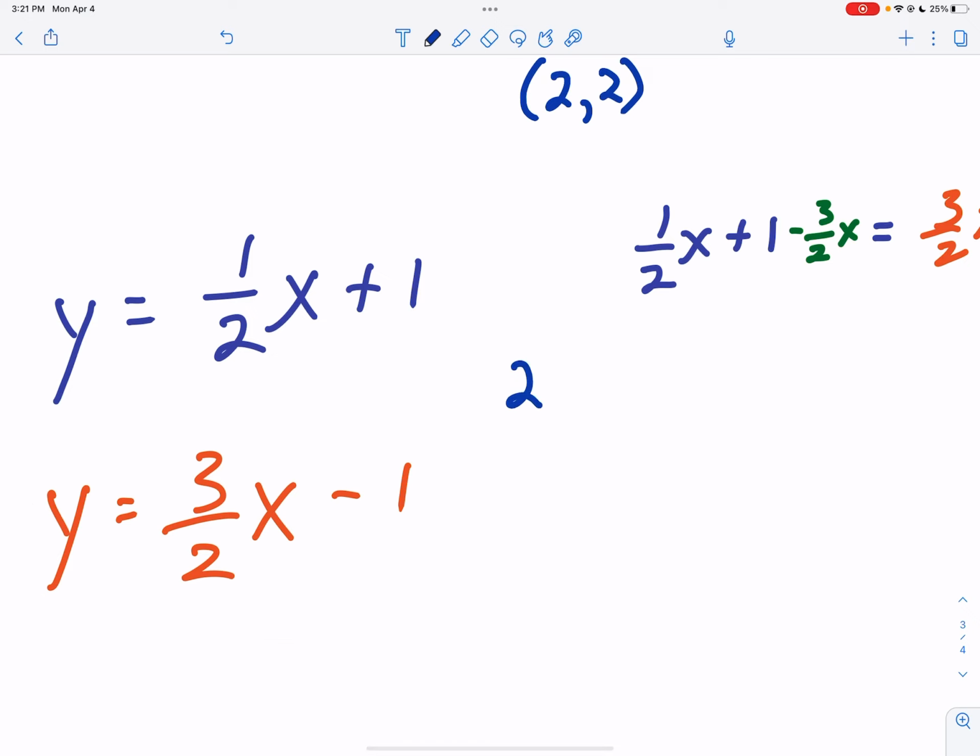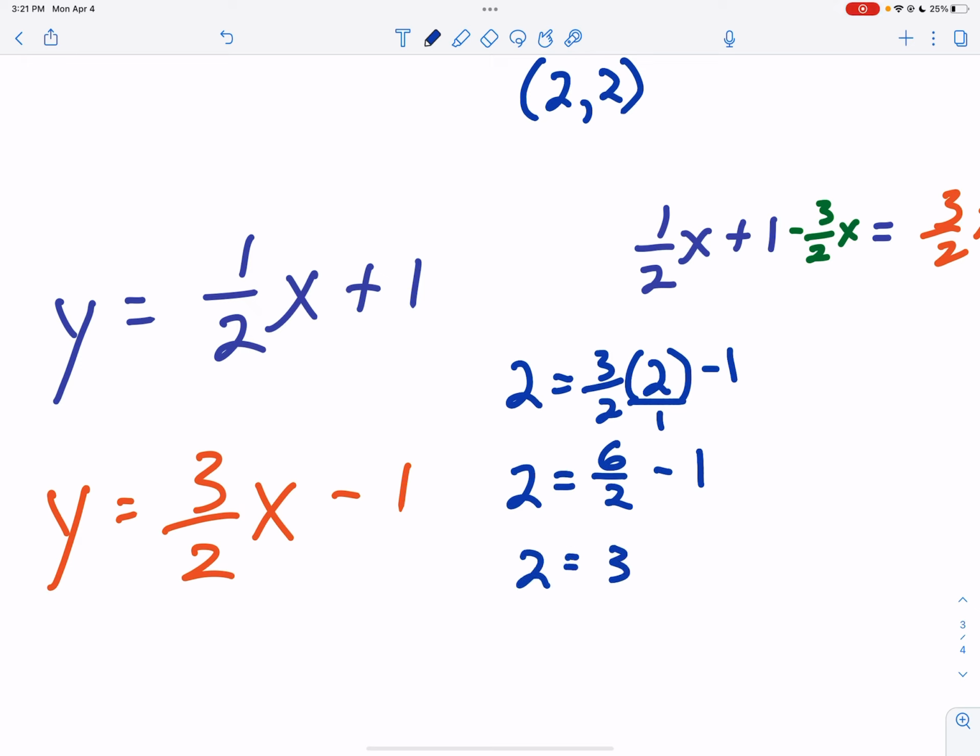So y is 2 there, equals 3/2 times x is 2 as well. So 2 equals, there's an invisible 1 right here, as always. Top times top over bottom times bottom is how you do multiplying fractions. We get 6 over 2. 6 over 2 is 3. And 2 also equals 2. So it is a confirmed solution for both of them.